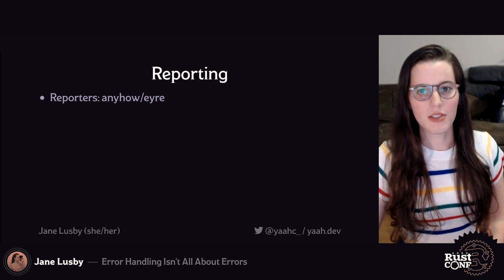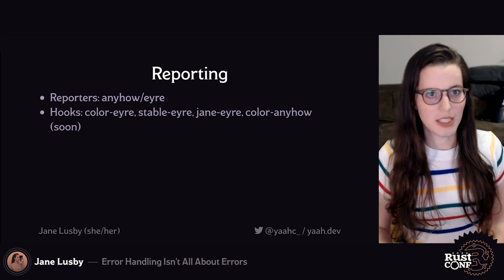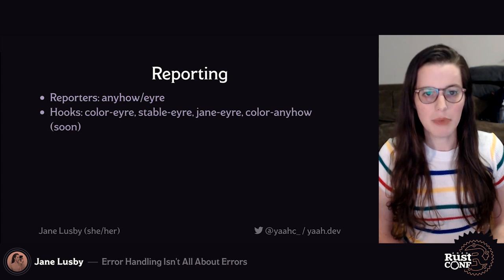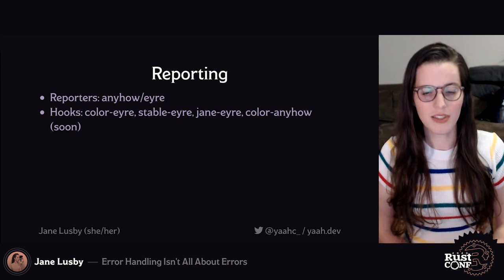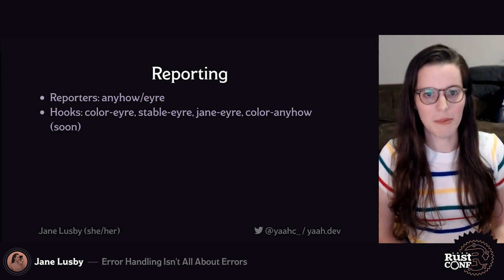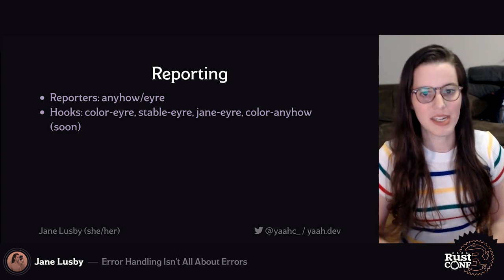For customizing these reporters though, there are a couple of hook libraries I've written. Color-eyre, you're already familiar with. Stable-eyre provides identical features to the default error hook provided in eyre, but using backtrace-rs backtrace instead of the standard library's backtrace, so it works on stable. Jane-eyre is just a re-export of color-eyre, but I think it's worth mentioning just for the pun, given that it's the reason I named my library eyre.